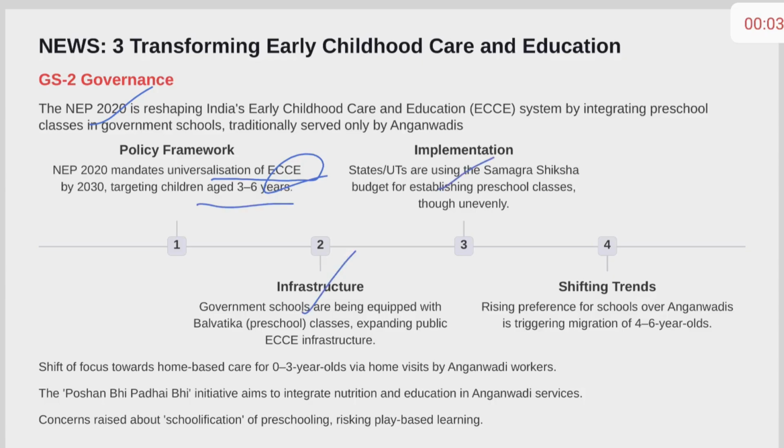Infrastructure implementation, shifting trends: rising preference for schools over Anganwadis is triggering migration of 4 to 6 year olds.